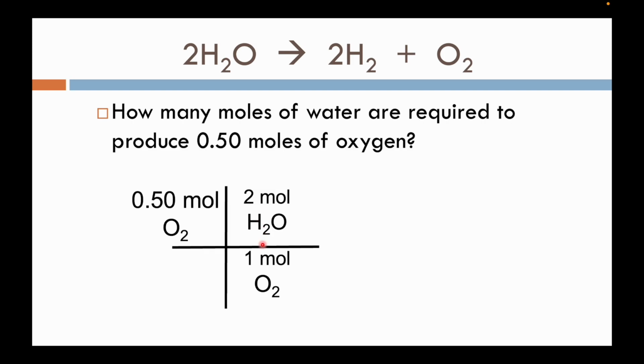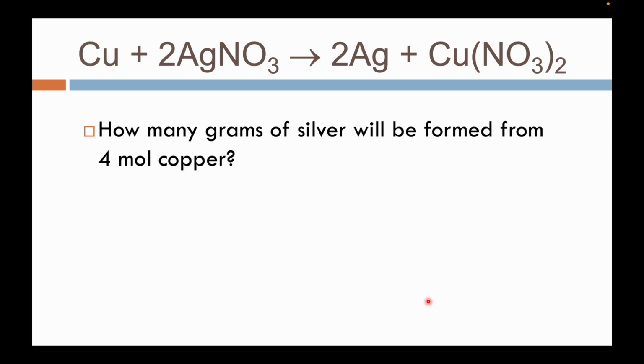0.5 times 2 divided by 1. Check and make sure everything cancels. You get an answer of 1.0, proper number of sig figs, moles of water. Now let's move into one more step. Let's go from grams. So in this case, we're going to start with moles. We have 4 moles of copper, but I want to know how many grams of silver I'm going to make.